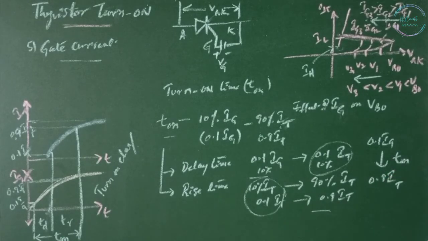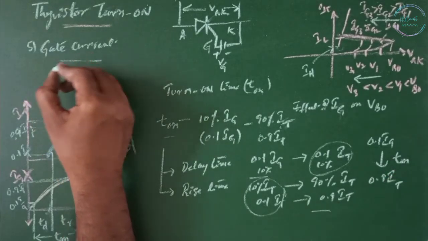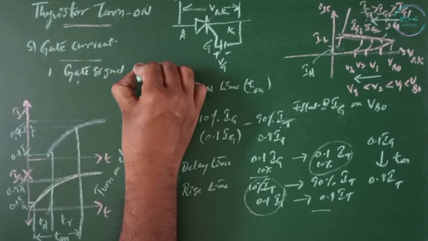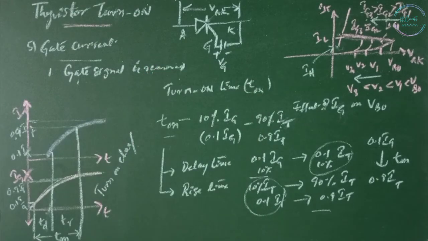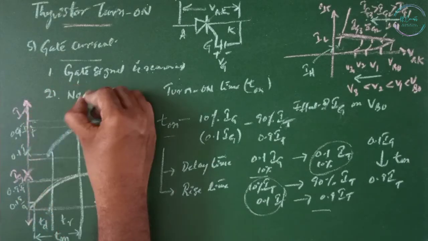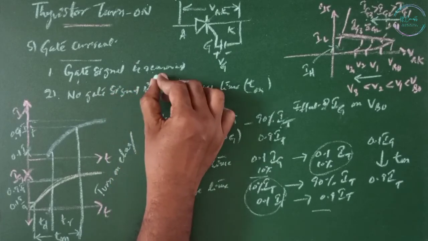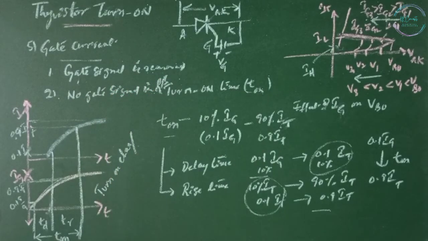Some points should be considered while designing gate control. The first point is the gate signal is removed after the thyristor turns on. A continuous gate signal would increase the power losses in the gate junction. Now, second point, no gate signal should be applied when the thyristor is reverse biased. Otherwise, the thyristor may fail due to the increased leakage current.